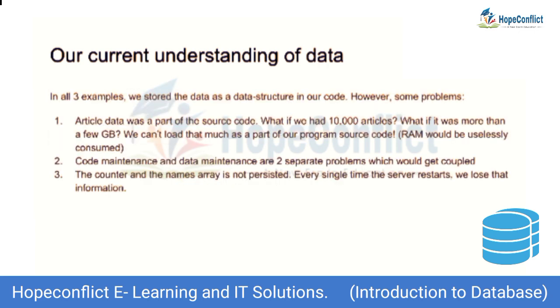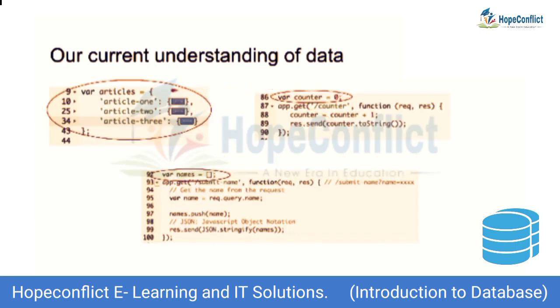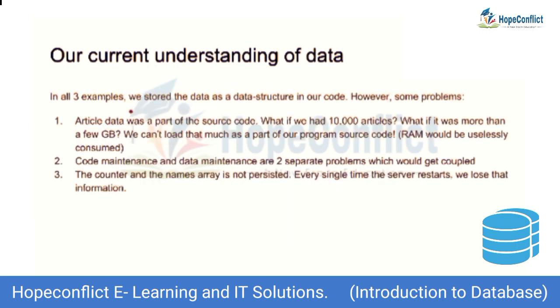This was okay for a very, very simple example, but there are fairly big problems with doing things this way. For example, the article data which was a part of our source code, what if we had 10,000 articles? What if we had a few GB or a few hundred GB worth of articles? Would we store that inside this data structure inside our source code? Would we have a few million lines inside our source code which just handle data?